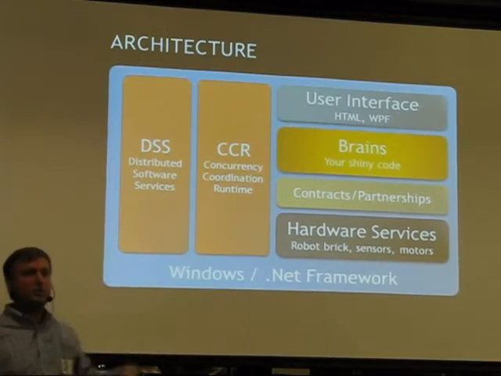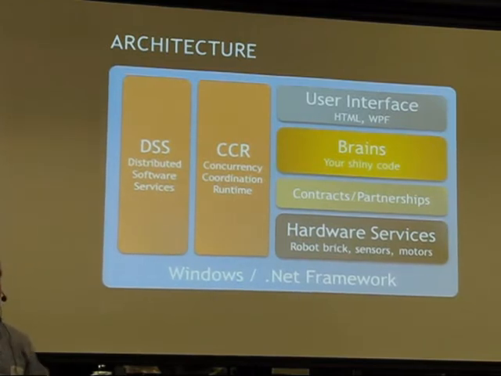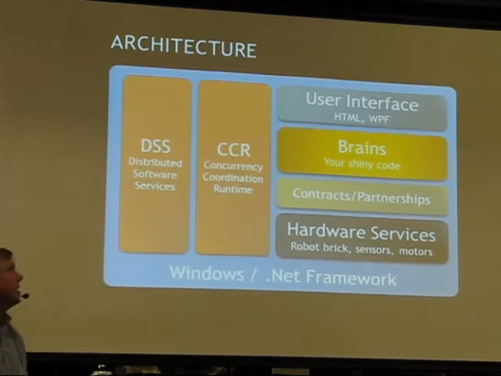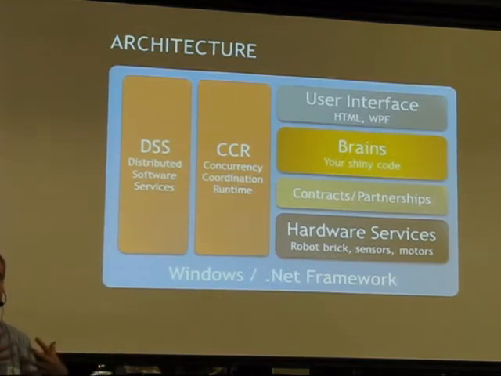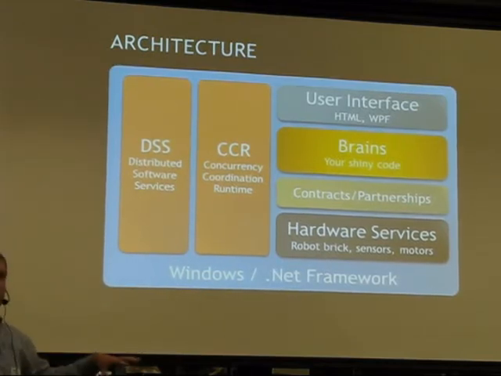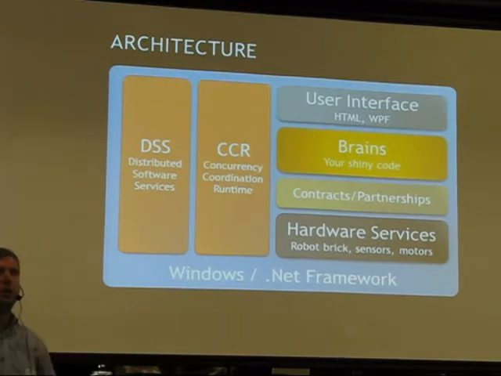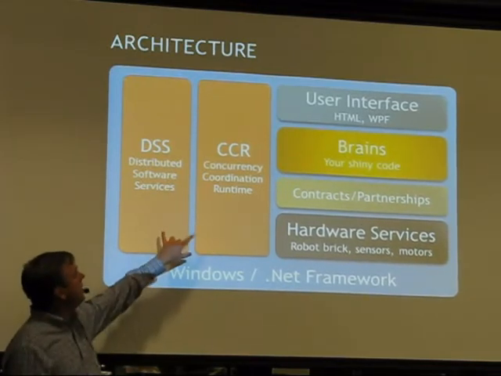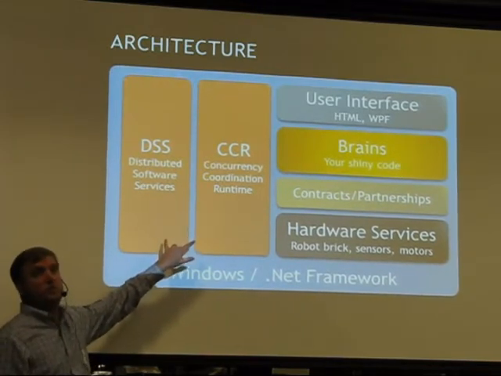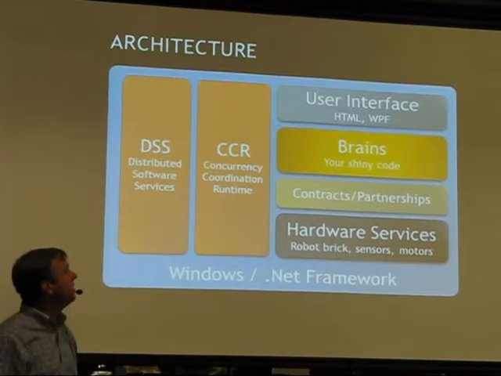Really, CCR is what's handling all of the concurrency, threading and the multi-core stuff. And then DSS is what's handling the synchronization of communications between the different aspects of your software and the robots and the hardware and so forth. Both very, very interesting and powerful pieces of technology.